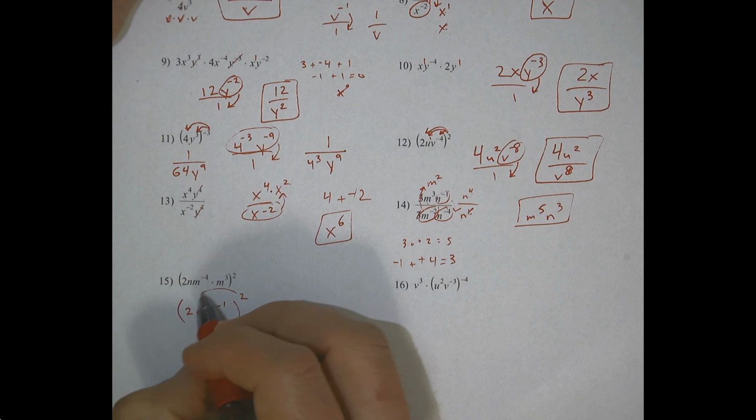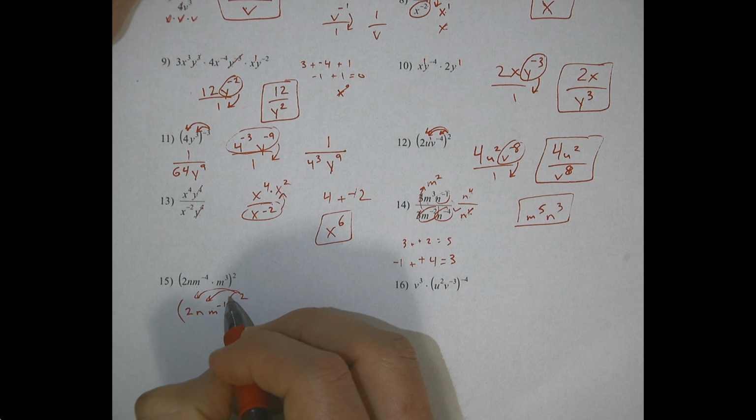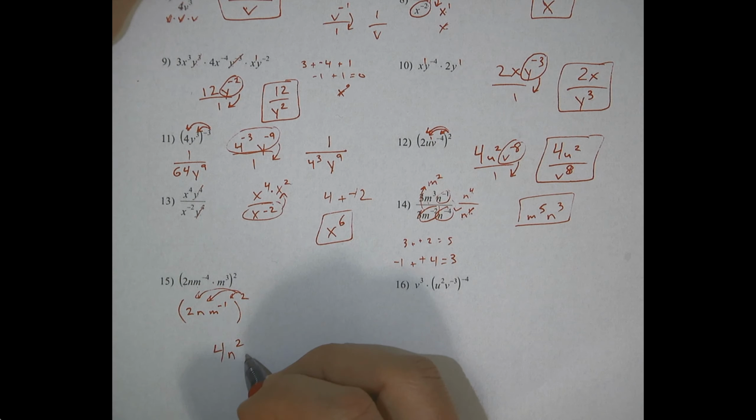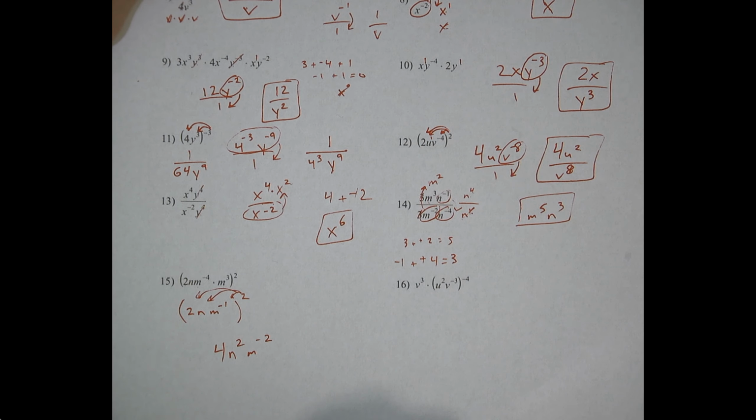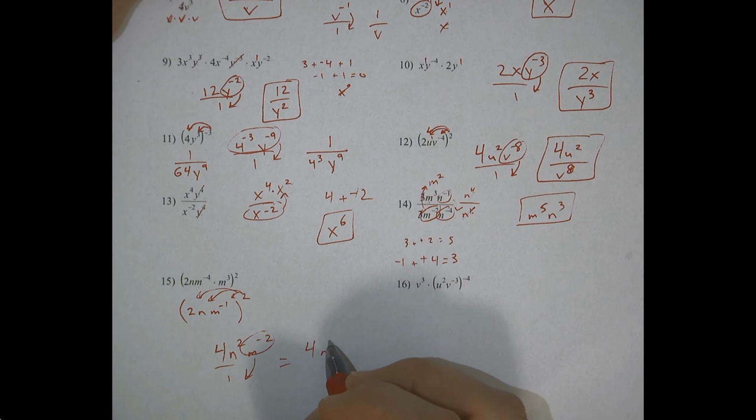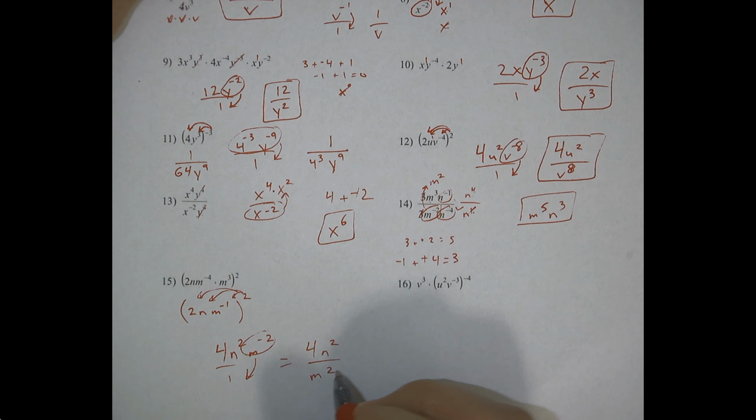Now I'm going to go ahead and give everything the power of 2. So 2 to the power of 2 is 4. N to the power of 2 is n squared. And then I'm going to get m to the negative 2 when I multiply. And this needs to go to the bottom. So it's 4n squared over m squared.